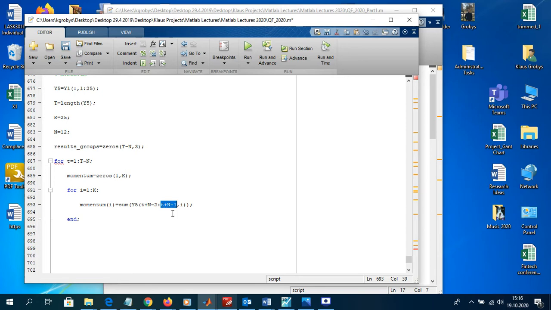In the second iteration, if t is 2, it would take the next return entry. It would take the return from observation 12, from 14 minus 2 is 12 until 14 minus 1 is 13. It would take the return from this return and stack it in position i of that vector here.